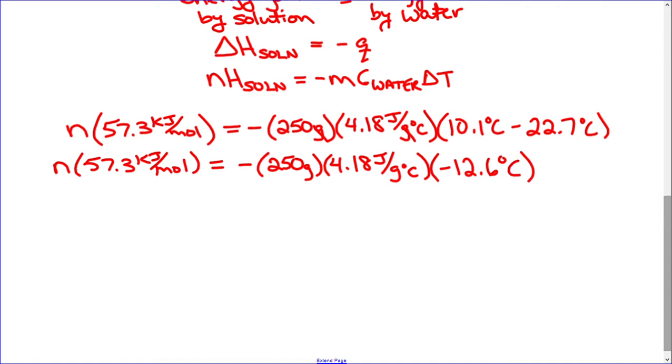degrees Celsius. So my negative values are going to cancel out when we multiply together. My degrees Celsius is going to cancel out, and my grams are going to cancel out. So really I'm just left in joules on the right hand side. And so when I multiply this together, 57.3 kilojoules per mole, really what I'm getting is 13,167 joules.